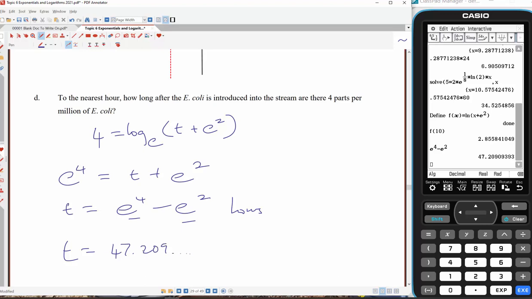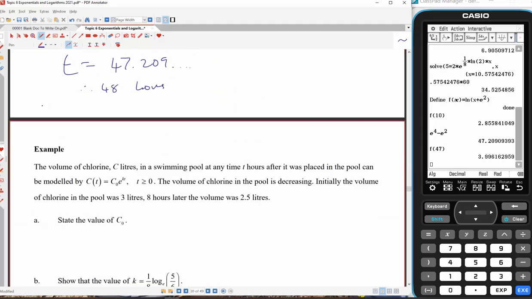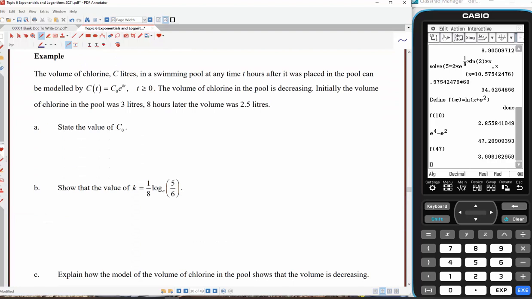Right, so T equals 47.209... Now, if I round this down to 47, let's just try it. If I go f of 47, because I've already got this function defined, I get 3.99, i.e. it's not 4 parts per million. So therefore, after 48 hours, we will have 4 parts per million of E. coli in the stream, or at least 4.